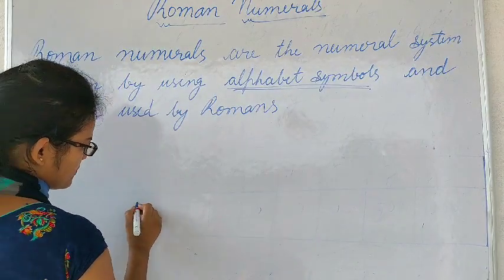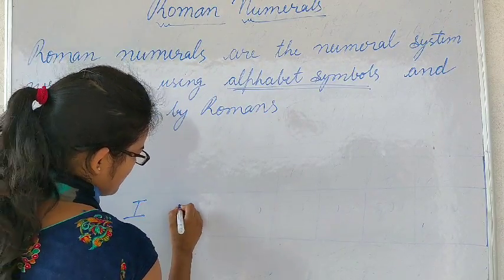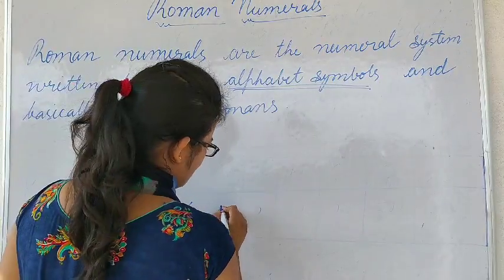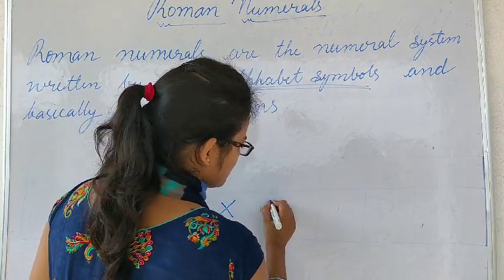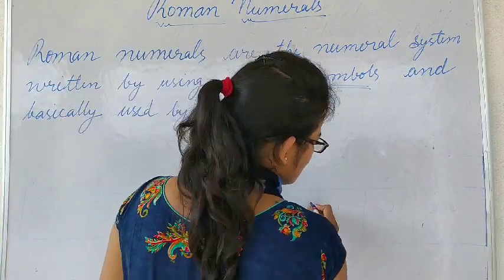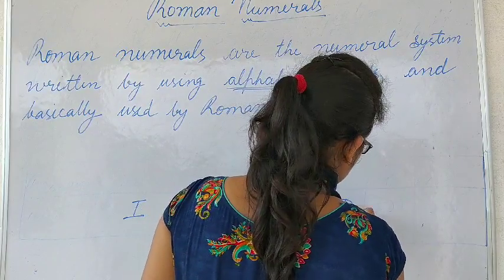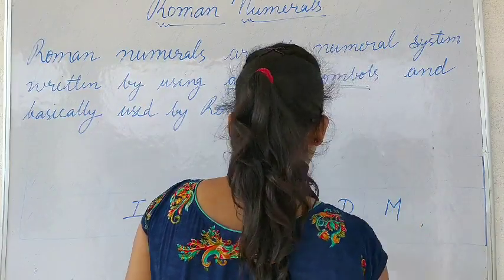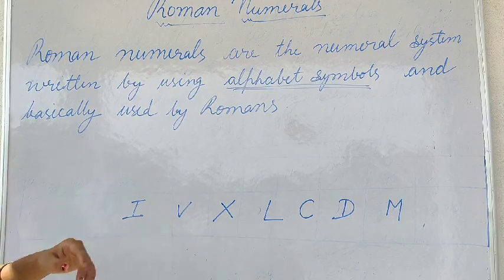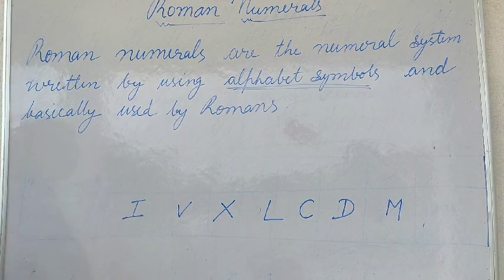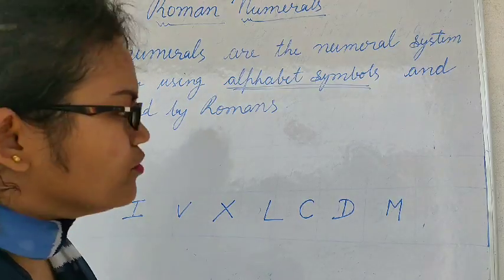These are I, V, X, L, C, D and M. These 7 symbols are basically used for writing the numbers in Roman numerals.